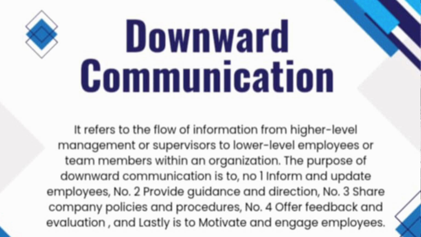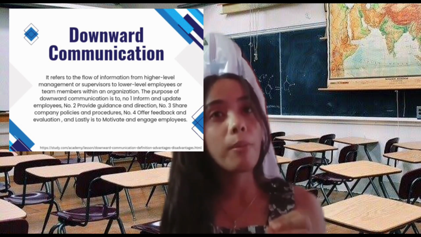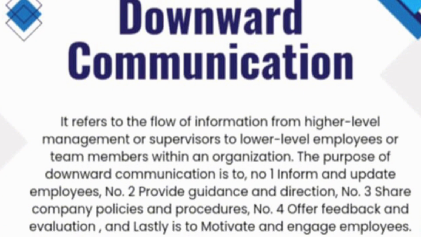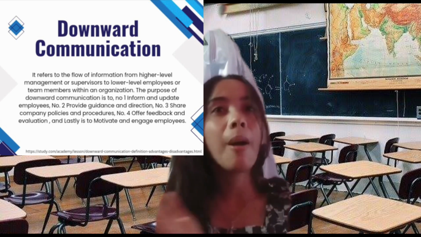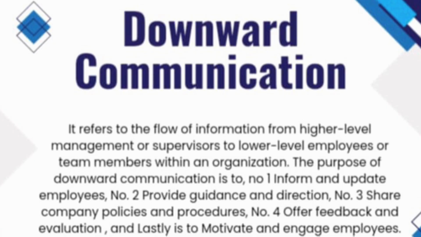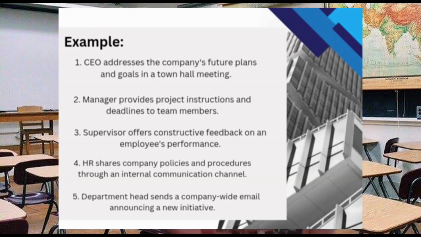The purpose of downward communication is, number 1, to inform and update employees. Number 2, to provide guidance and directions. We have number 3, share company policies and procedures. Number 4, offer feedback and evaluation, and lastly, to motivate and engage employees. So we have 5 examples.